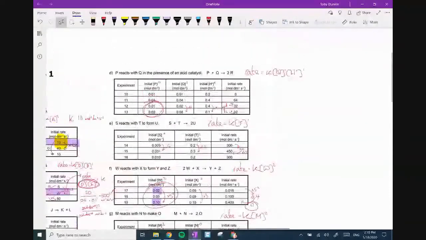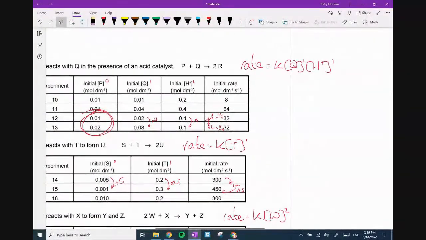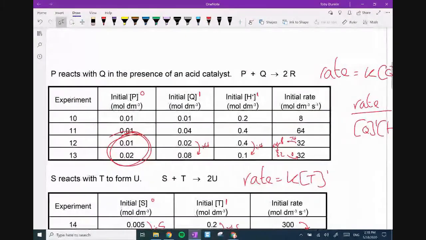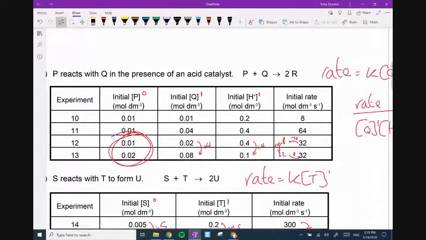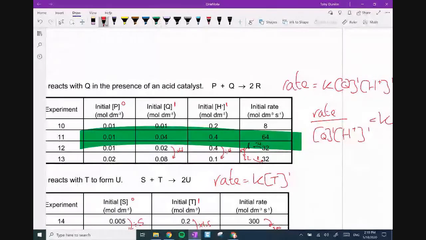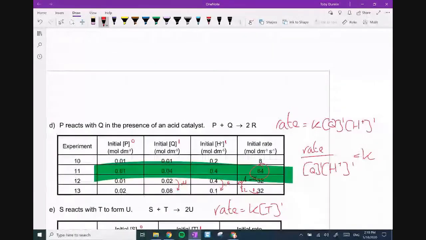Right, next one. Okay, first step, reorganize the rate equation. Rate divided by Q to the power of 1 and H plus to the power of 1 gives me K. Input my data. Complete set of data, choose one. Let's just choose the second one. It's easy to use. So rate is 64.